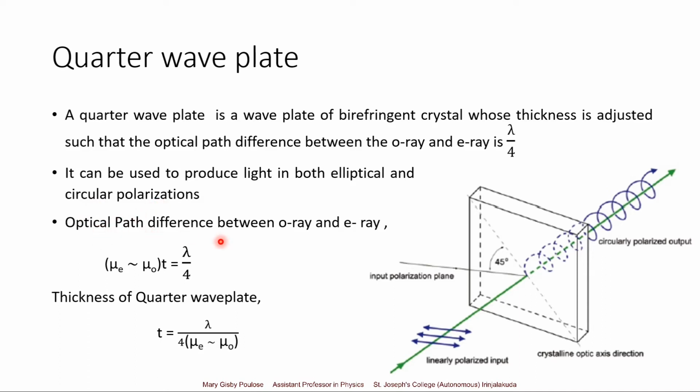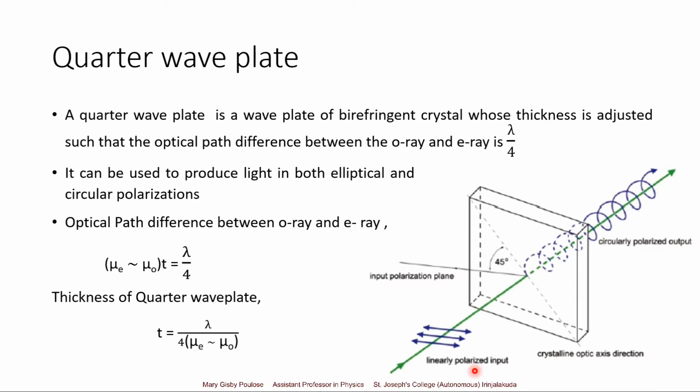The optical path difference between the O ray and E ray in the crystal will be the change in refractive indices, that is (mu E minus mu O) times t, which is equal to lambda by 4. Hence, we can decide the thickness of the quarter wave plate. So if we have light of a known wavelength, for example 500 nanometers, we can select a quarter wave plate for that wavelength in order to change its polarization.